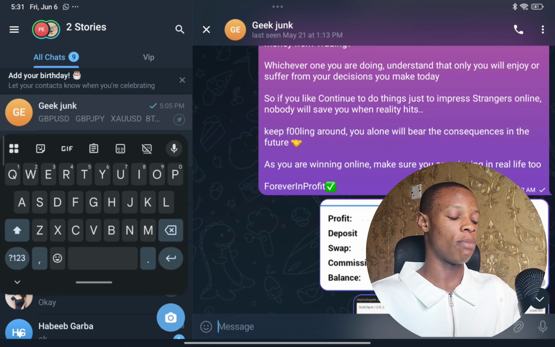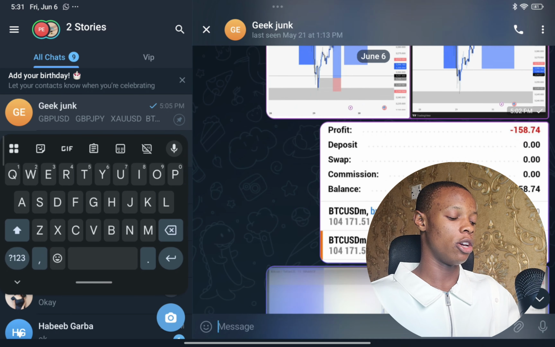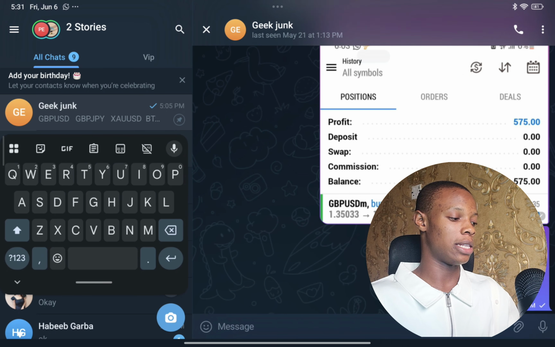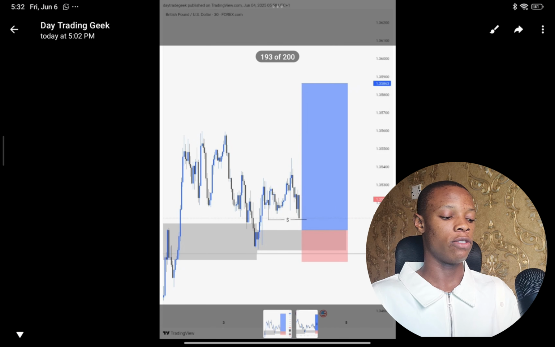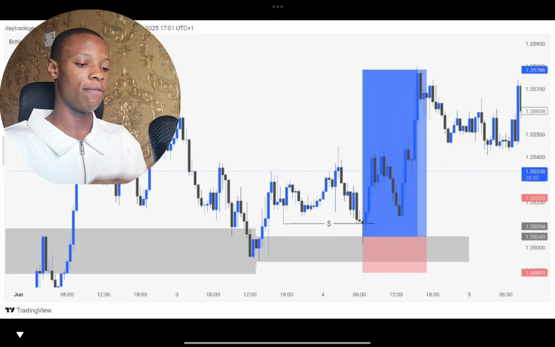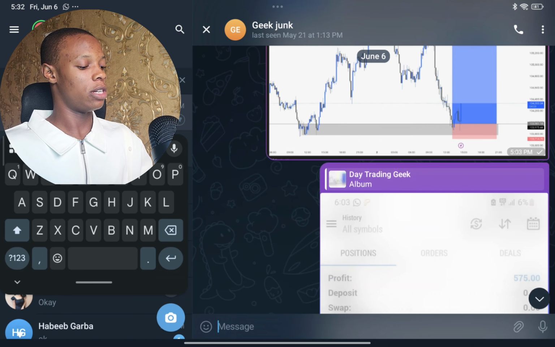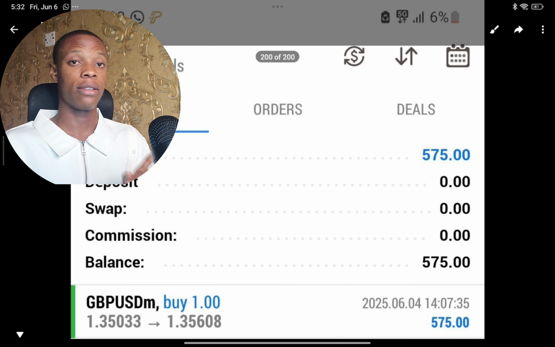Now this was another setup I took right here on GBP USD. This was another setup I took on GBP USD right here, and this other trade gave me another 1:4 risk to reward ratio, hit it full TP, and I made about $575 from this very trade.